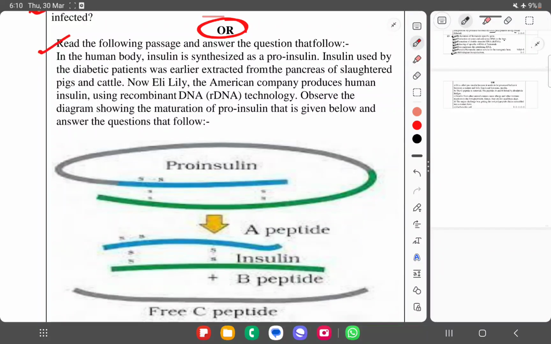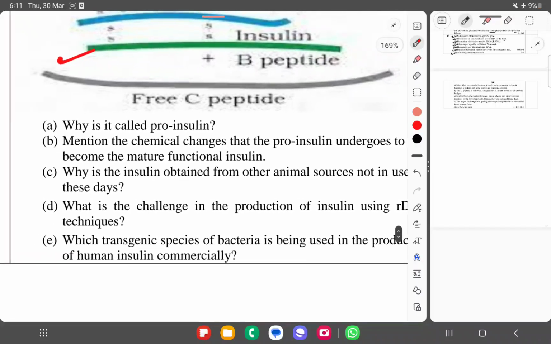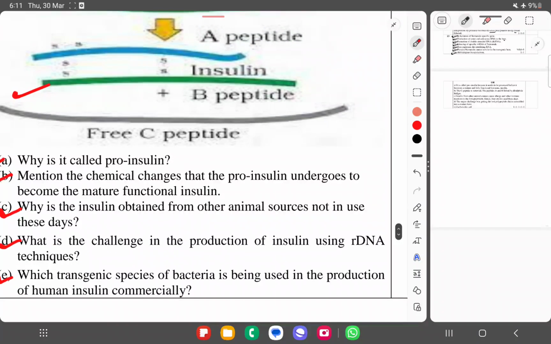You have to go through this passage and this picture. Come to the questions. Why is it called proinsulin? Mention the chemical change that proinsulin undergoes to become mature, functional insulin. Why is insulin obtained from animal sources not in use these days? What is the challenge in the production of insulin using rDNA technique? Which transgenic species of bacteria is being used in the commercial production of human insulin?